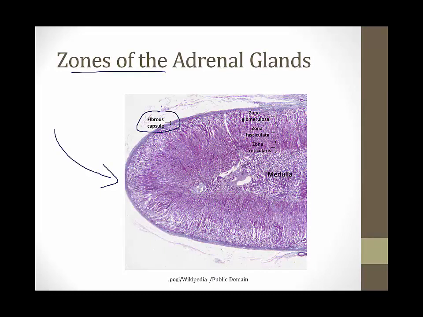You can also see that it has an inner layer called the medulla, like I told you before. This purple layer here is the cortex, and the cortex is divided into 3 zones, and each zone synthesizes a different class of hormones. The outermost zone is called the zona glomerulosa. It sits just below the fibrous capsule. The innermost zone is called the zona fasciculata, and then the zone right above the medulla is called the zona reticularis. And as we will see, each of these zones makes a different class of hormones.